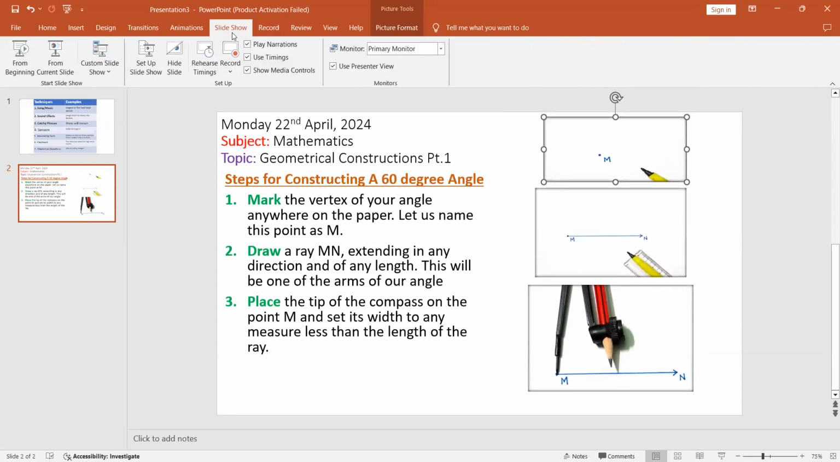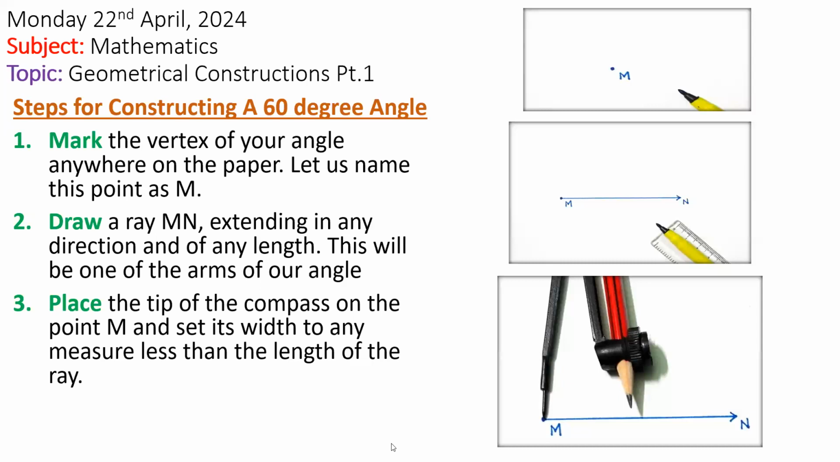Okay, so let's go ahead and read the instructions. The first thing that we want to do is we want to mark the vertex of your angle anywhere on the paper. Let us name it M. So we're going to put the point M right here. So that's going to be our first point, point M.